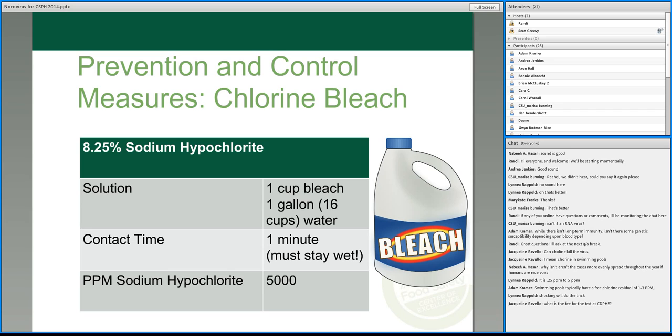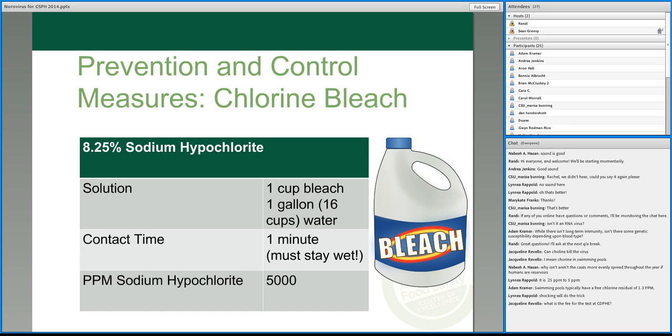And I don't know the last time I cleaned something and it stayed wet for 10 minutes. It's really hard, particularly here in our dry climate. So with this 1-minute contact time, the surface you're cleaning needs to stay wet for a full minute. And to make this 5,000 parts per million sodium hypochlorite solution, you use 1 cup of bleach and 1 gallon of water. A gallon is also 16 cups, so that's how you prefer to look at it. And that is the solution you need to make to have the correct concentration for norovirus.